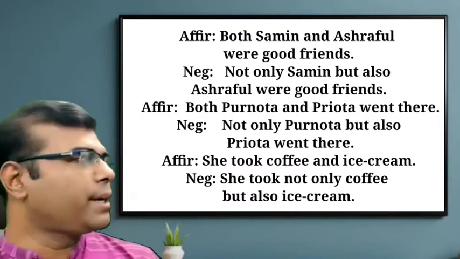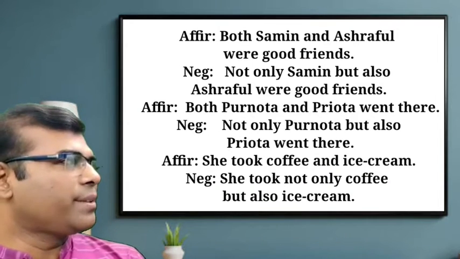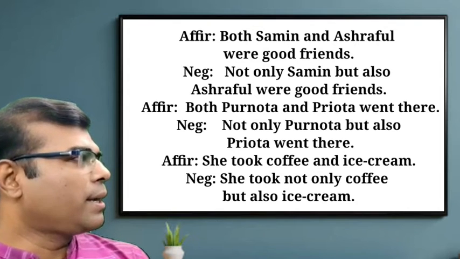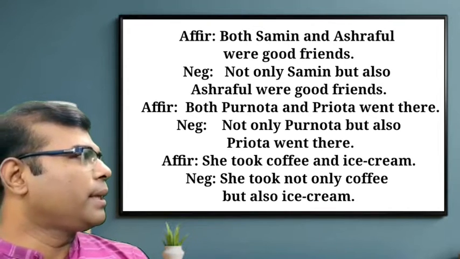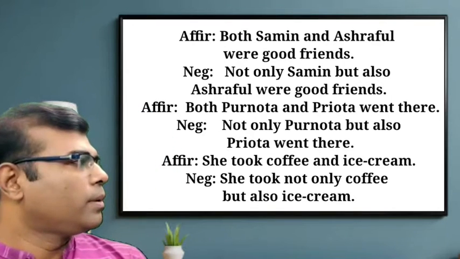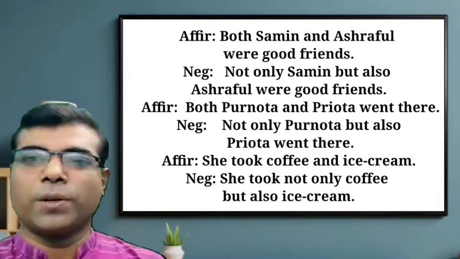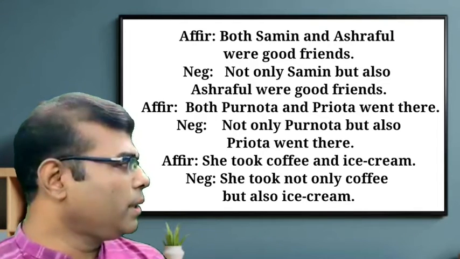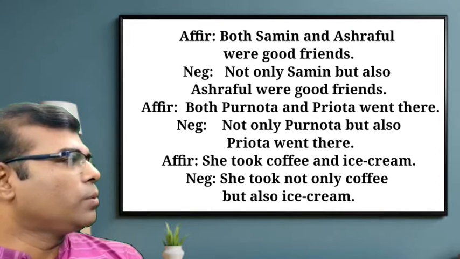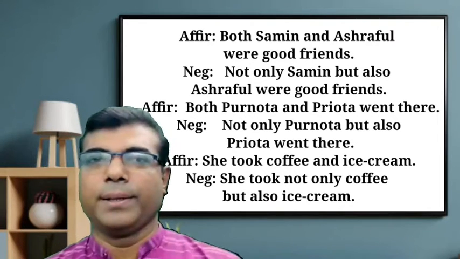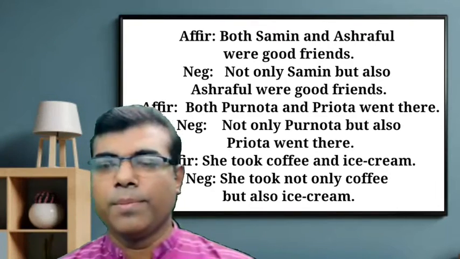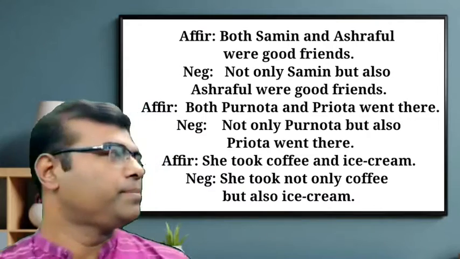She took coffee and ice cream. Here we can see coffee, ice cream. These two words are added with and. So we have to use but also instead of and, and we have to use not only before the word which is used before and. That means she took not only coffee but also ice cream.